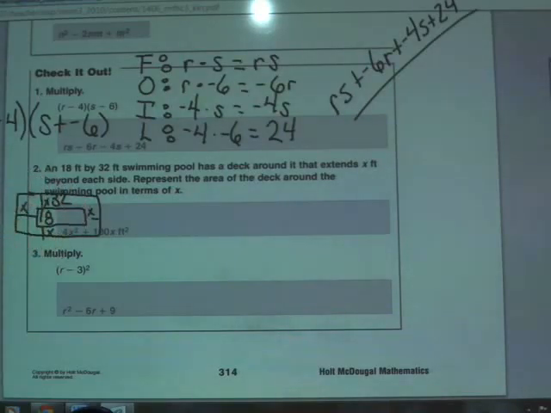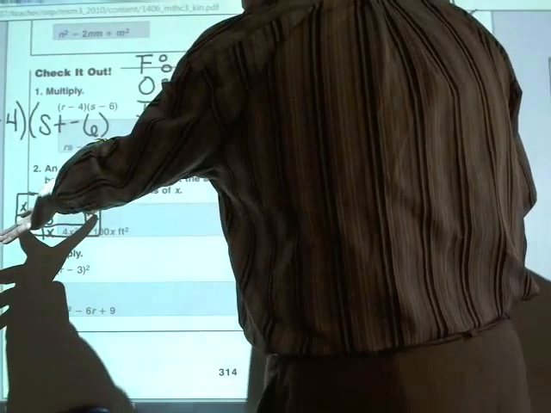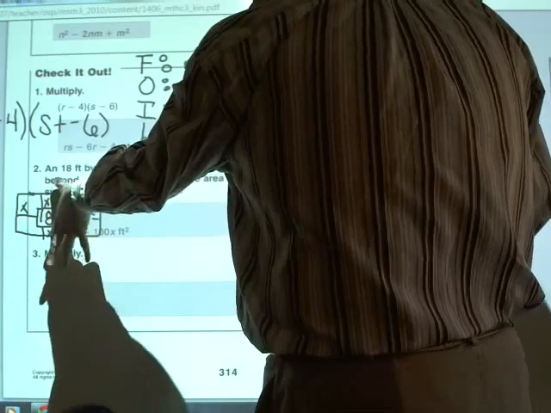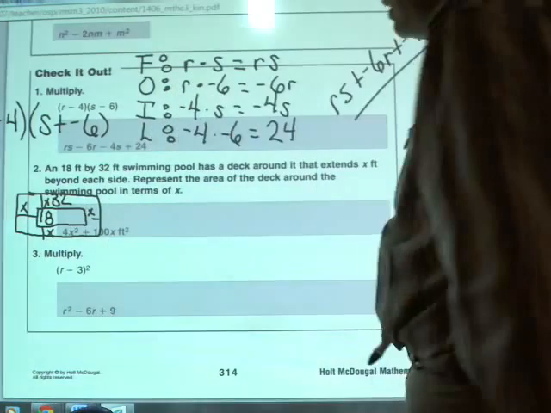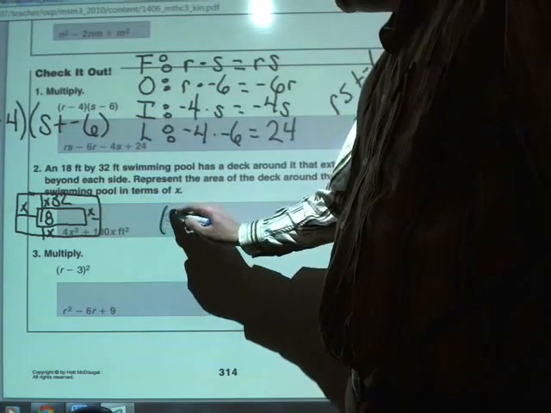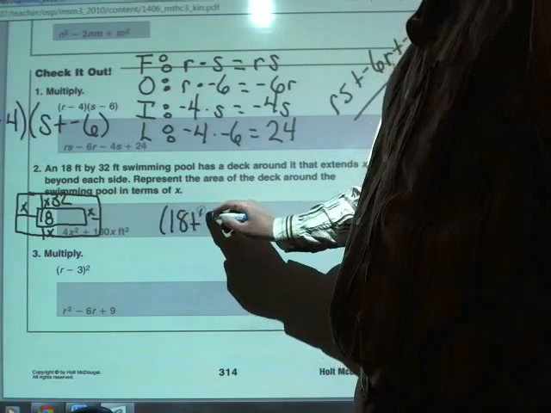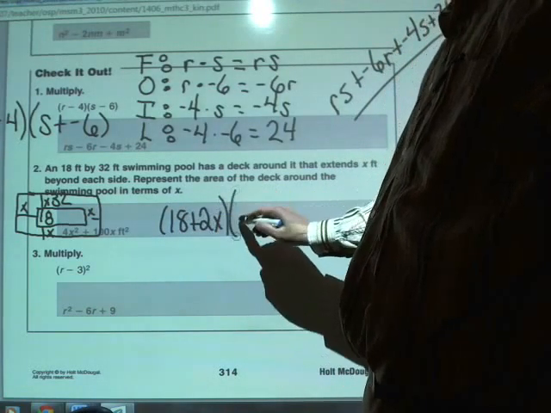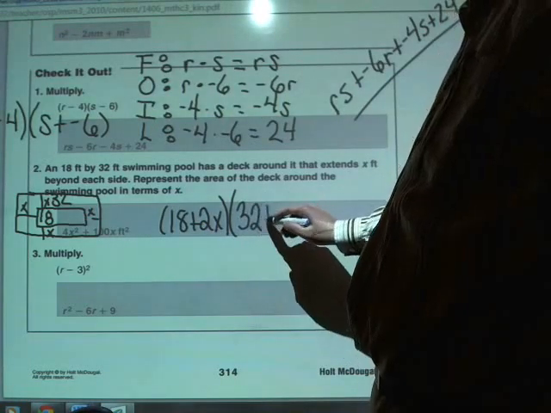So this is a lot like the photograph picture we did earlier. I'm going to take the expression for the length times the width of the whole space. Well, if I look going this way, that's 18 and 2 x's. If I look going this way, that's 32 and 2 x's. So to find the area of the whole space, it's 18 plus 2x times 32 plus 2x.